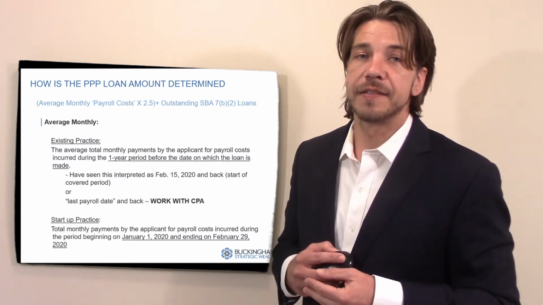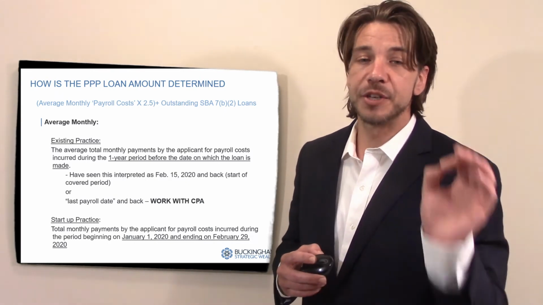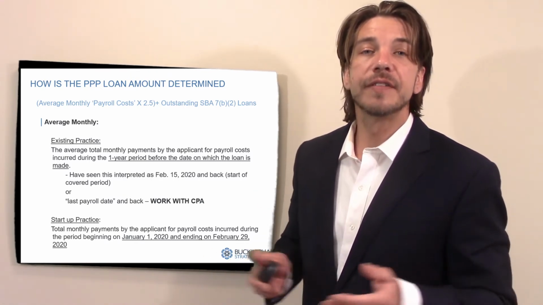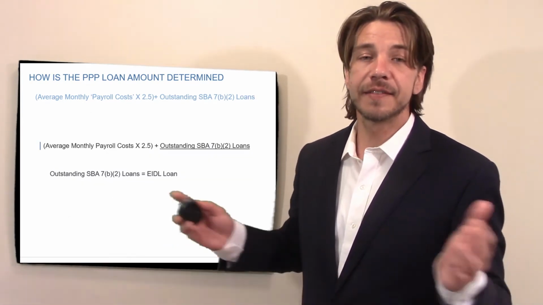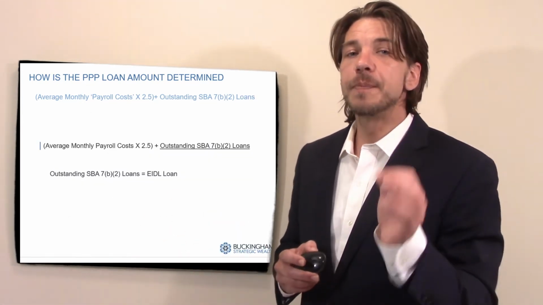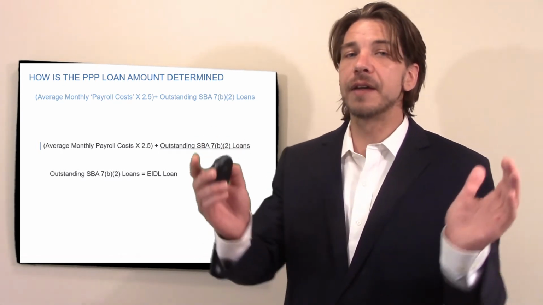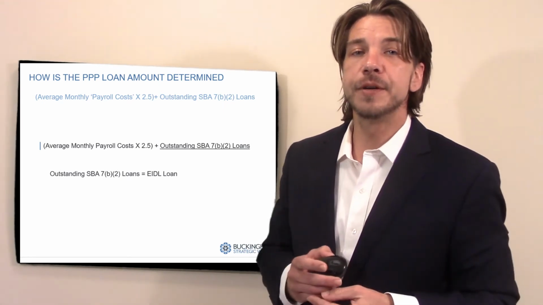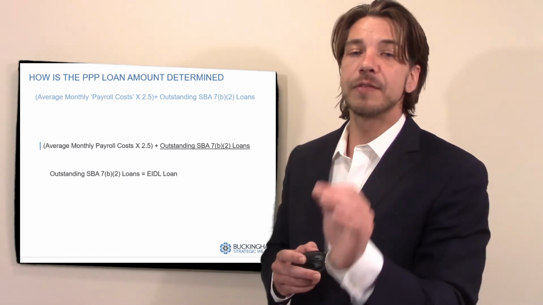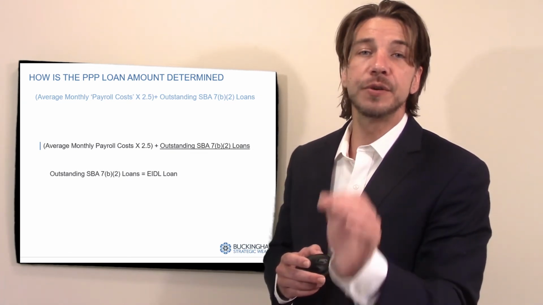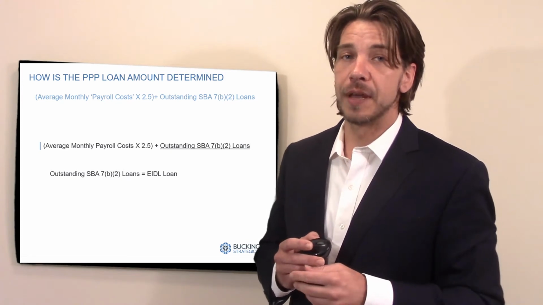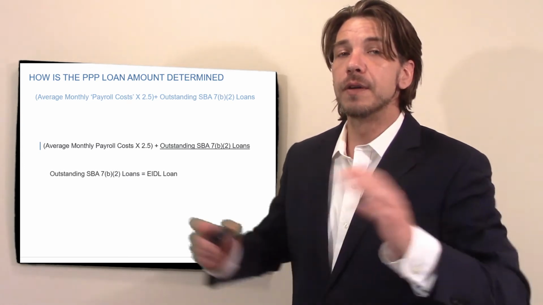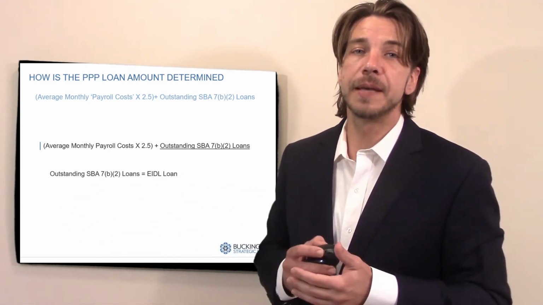Now for startup practices, that monthly cost can actually be from January 1st, 2020 to February 29th, 2020. So there is a provision for startup practices that were not in existence for an entire year. The PPP loan amount is that average monthly payroll cost, all the categories that we saw before, with those restrictions, multiplied by 2.5, plus any outstanding SBA 7(b)(2) loans. The important 7(b)(2) loan that we talked about in our first video is that EIDL grant. So it is something that we want to roll over and incorporate here into the PPP loan.